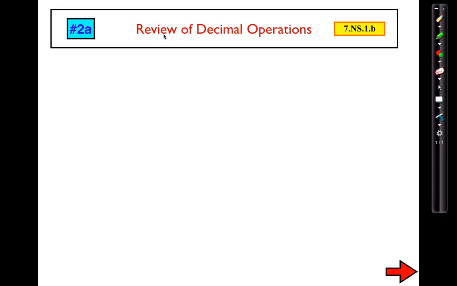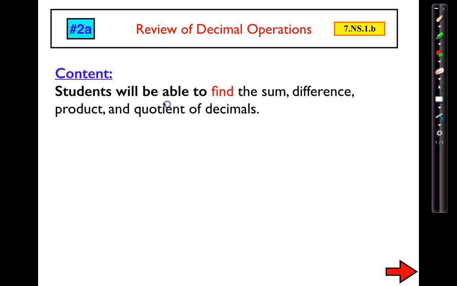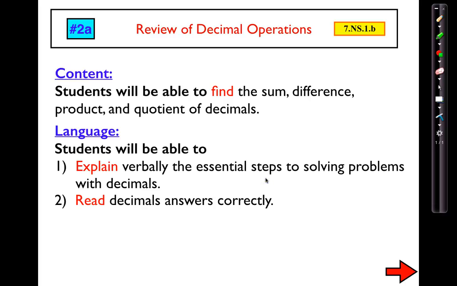We're going to review decimal operations. Our content objective is students will be able to find the sum, difference, product, and quotient of decimals. Our language objective is students will be able to first explain verbally the essential steps of solving problems with decimals, and second, they will also be able to read decimal answers correctly.